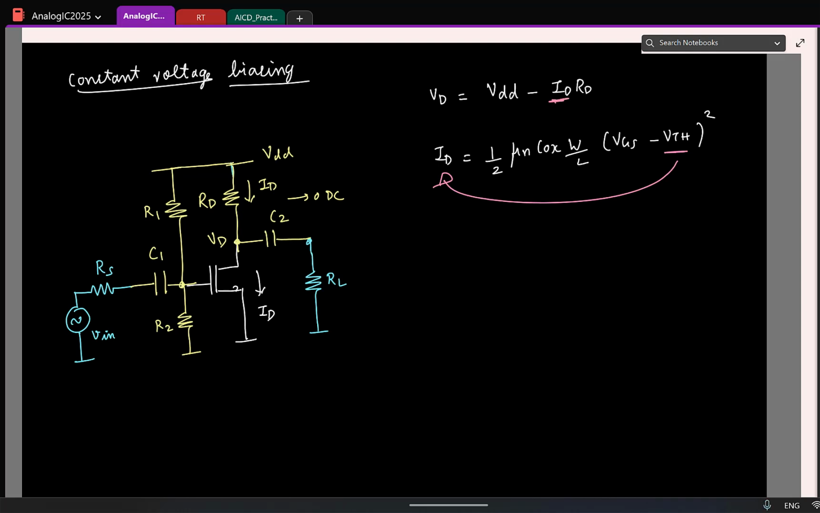If my drain current changes, what can you say about the operating point drain voltage? That will also change. Right? So all the operating points will sort of get drifted apart. And not just that, even if I look at the small signal GM, remember GM is square root of 2 ID mu n COX W by L. With temperature, let us say the threshold voltage changes, current changes. So which means even the GM is going to change. Correct?